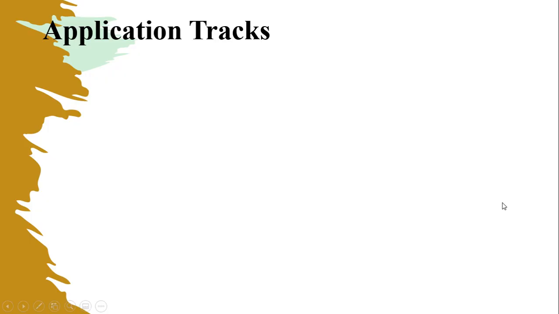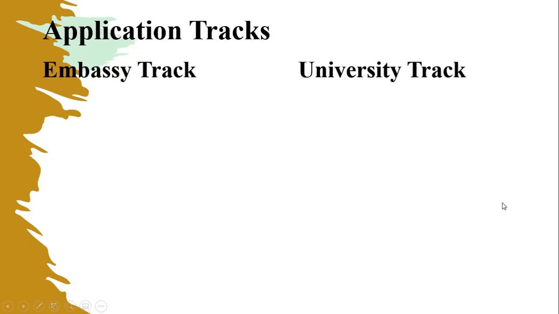So for the application tracks, there are two tracks. One is the embassy track, the other one is the university track. One thing I want to mention at the start: for the Global Korea Scholarship, almost all the process of submission of the application is offline. Offline means you have to submit all the documents in hard form, either to the embassy or to the university. This applies to all students applying to this scholarship program.